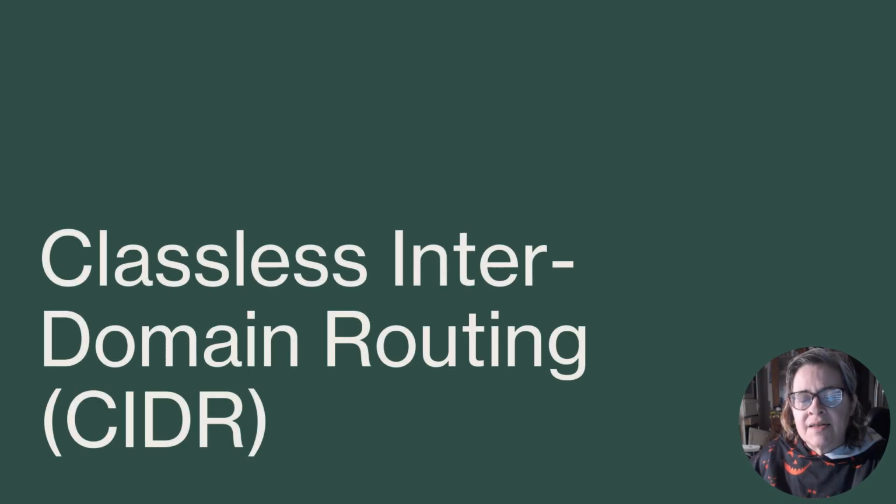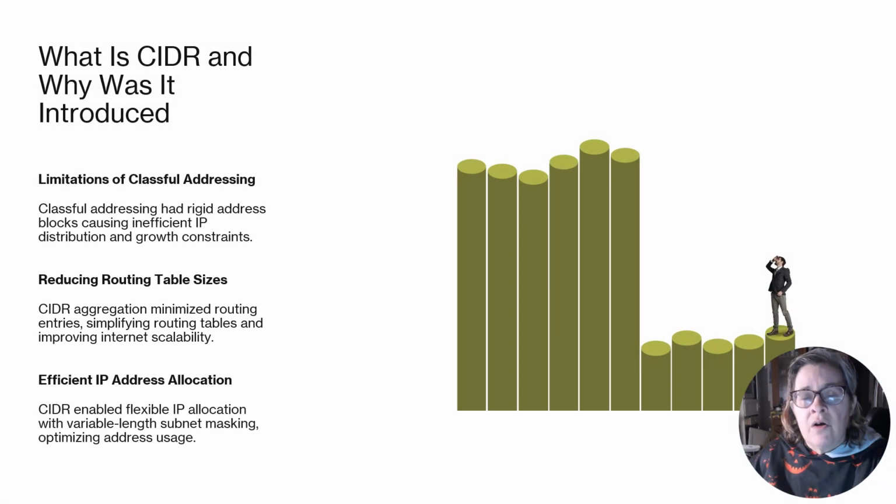CIDR, or classless inter-domain routing, transformed IP address allocation and routing by replacing fixed classes with flexible prefixes, enabling scalable and efficient use of IP space. CIDR was introduced to address limitations of classful addressing, reducing routing table size and improving IP address allocation efficiency in the expanding internet.